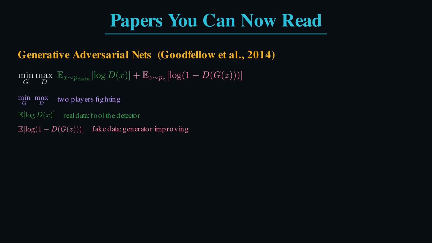The E brackets are the expectations we just learned. Log D of X is how confident the detector is on real data. Log 1 minus D of G of Z is how badly the generator is fooling it. That is the whole idea. A game, written as one line of math.